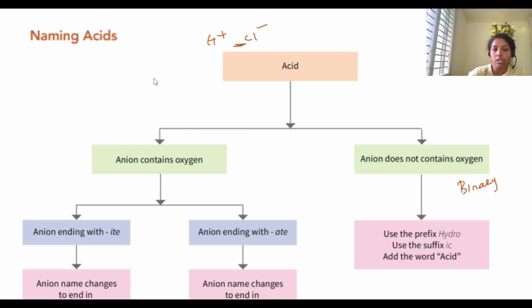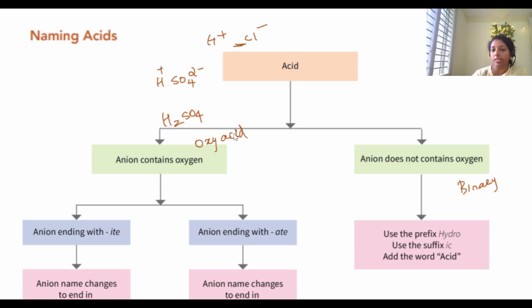Suppose the negative part is sulfate, SO4, and 2 minus is the charge. So we need 2 H plus, and that's why you write H2SO4. Got it? In order to balance the charge, they need 2 H plus. So how do you name it? H2SO4 is an example of an oxyacid. The anion contains oxygen. Clear? So two kinds of acids are there.